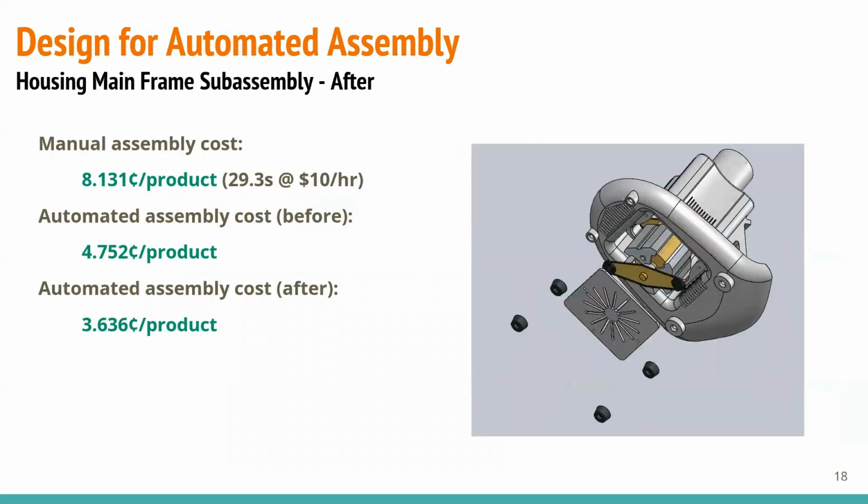After our redesign, the manual assembly cost is 8.31 cents per product, and the automated assembly cost was 3.636 cents per product. This results in a 1.16 cents per product difference, which will snowball into savings much more down the line during mass production.